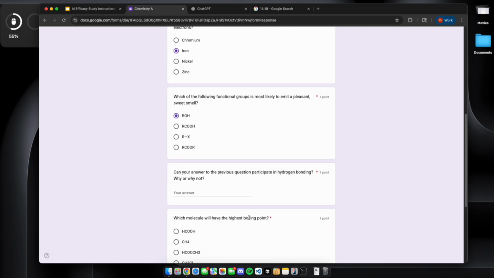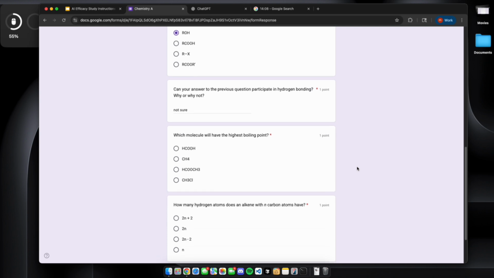Go with this one. Can your answer to the previous question participate in hydrogen bonding? Not sure. With my knowledge, I can't really answer that. Which molecule will have the highest boiling point? Well, these ones that start with H remind me of H2O, which is water. I know water doesn't have that high of a boiling point, so I guess I'll go with one of these that start with a C. I'll go with this one.